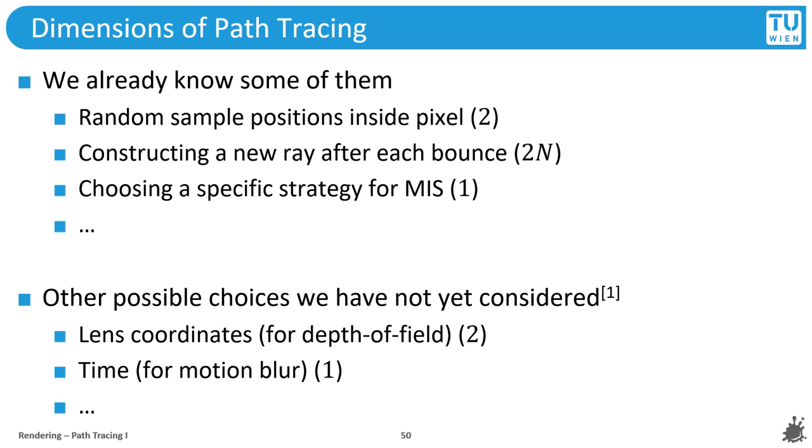So what are some of the possible dimensions of our multidimensional path tracing samples? We already know some of them. For instance, the starting location on the pixel that we send the ray through, the construction of a new ray after each bounce, and so on. But there are other interesting effects that we can also consider. And if we want to support them in our path tracing, all we have to do is add them as additional dimensions to our path tracing samples. Some popular examples of this multidimensional path tracing include depth of field or motion blur effects. We will quickly look at how something like this could be achieved.